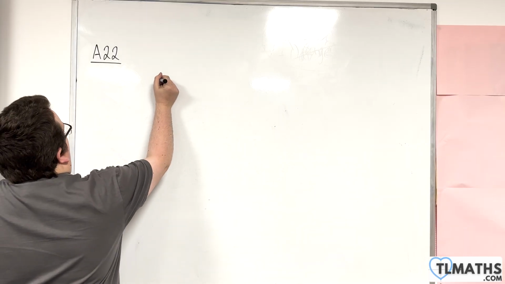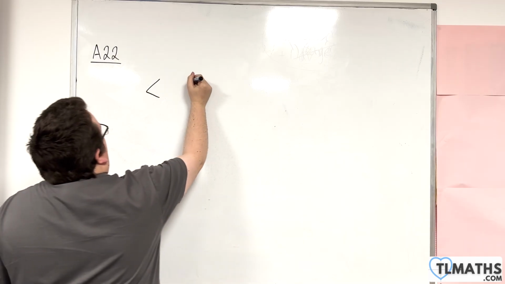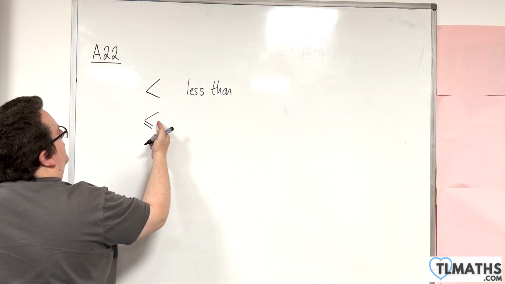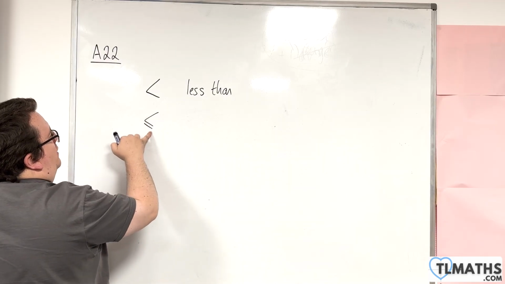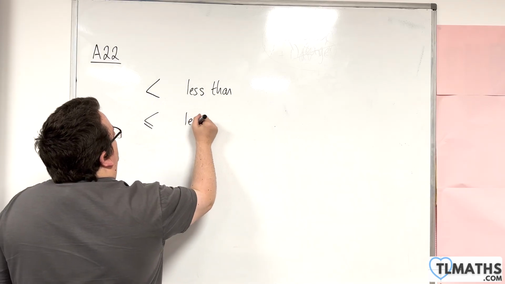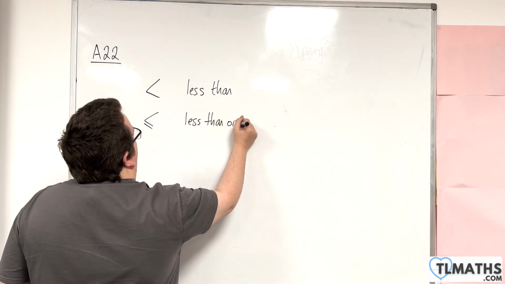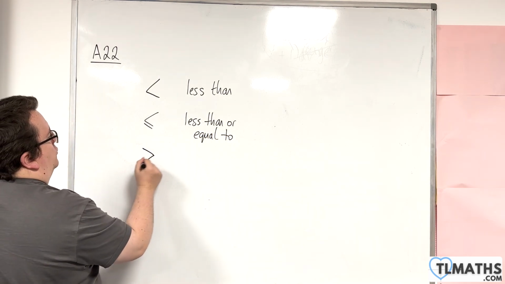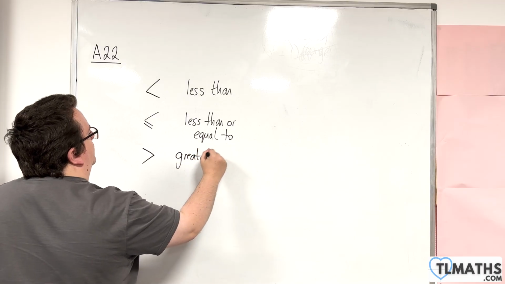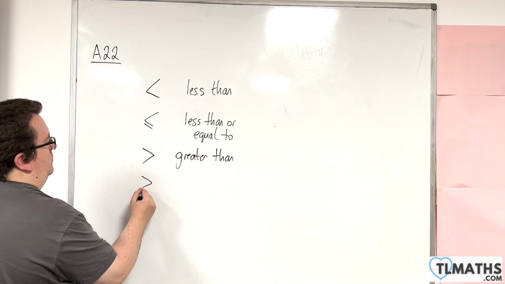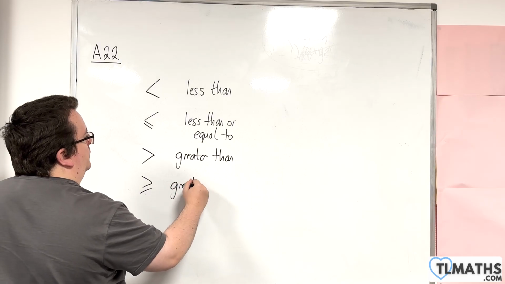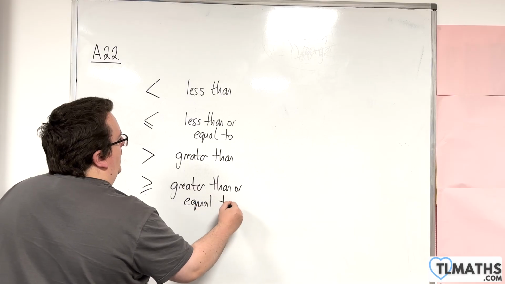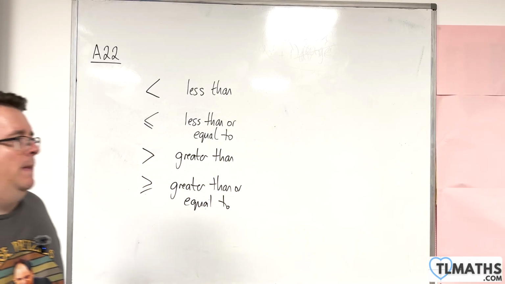So we have these symbols. This one is less than. And then we also have this one, with the extra line on the bottom, which means less than or equal to. And then of course we will have greater than, and then greater than or equal to. And these are read from left to right.